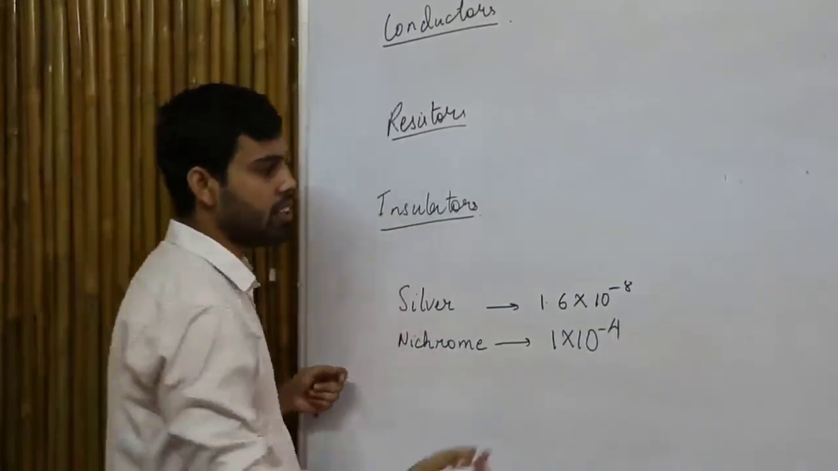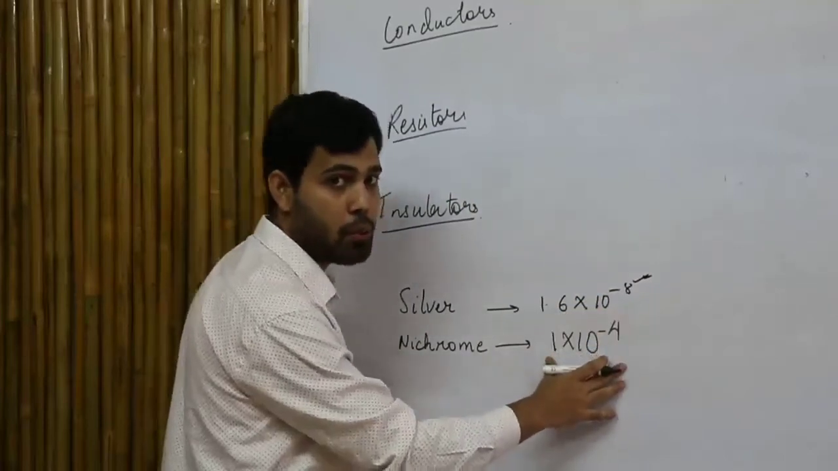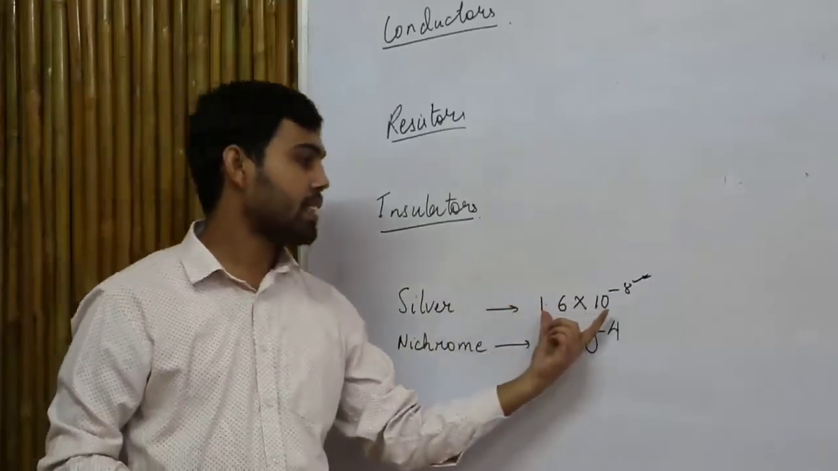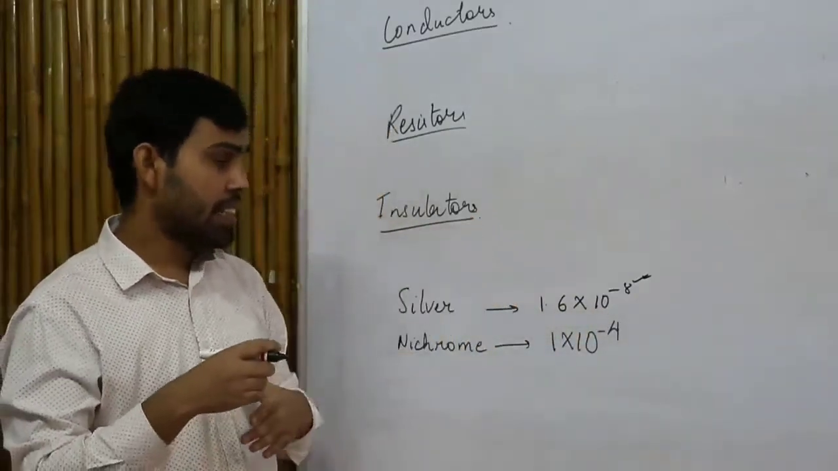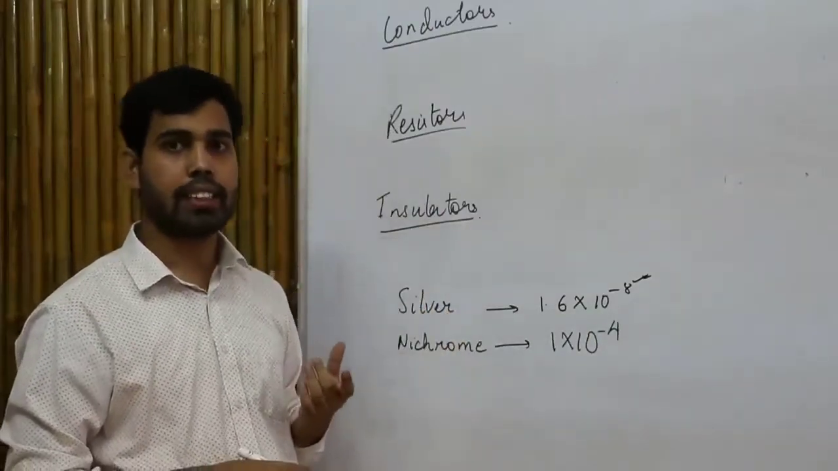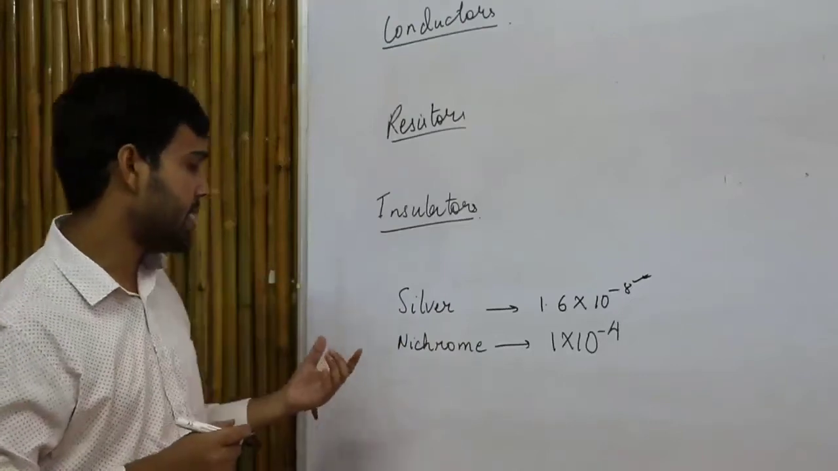Now if you look here, this value is very small compared to this value. So what I am trying to focus on here is that when the value of specific resistivity is small, the resistance is less, and this material will become a good conductor of electricity. And there will be less heating. The heating effect will be very less.